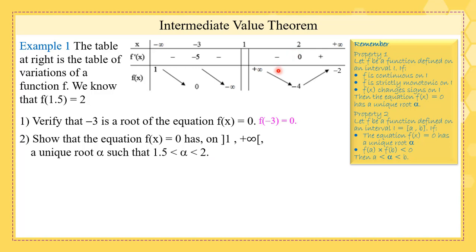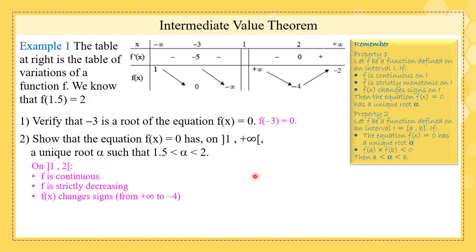Now here, because the function is not strictly monotonic, we take some restrictions. I mean, we study it first on the interval 1, 2. So between 1 and 2, we can see that f is continuous, f is strictly decreasing, and f of x changes signs, in fact from plus infinity to negative 4. So from these three conditions, applying property 1, we can state that the equation f of x equals 0 has a unique root alpha. Now this is the first part of the question, and then we need to verify that alpha falls between 1.5 and 2. This is the second property.